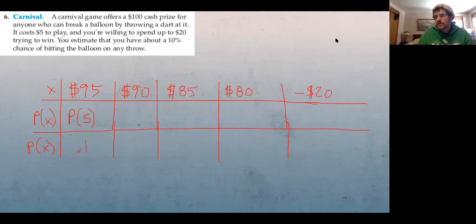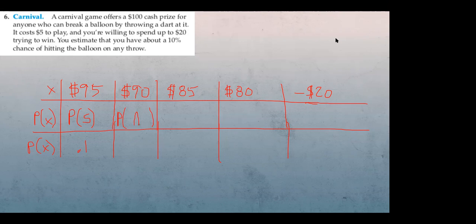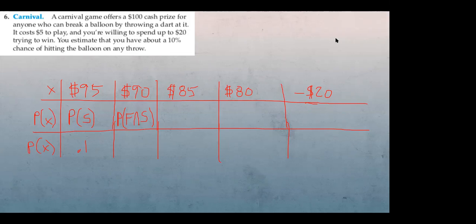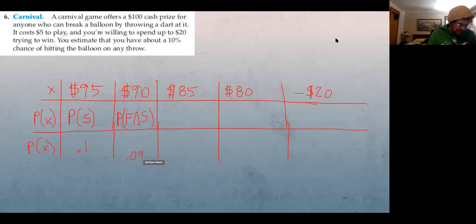Now think about what the next one would be. What happened in this scenario? Not successful the first time and then successful the second. Fail and succeed, which means our probability is going to be 0.09. That is right. I'm going to put that down here. In case you guys didn't get that, it's 0.9 times 0.1.